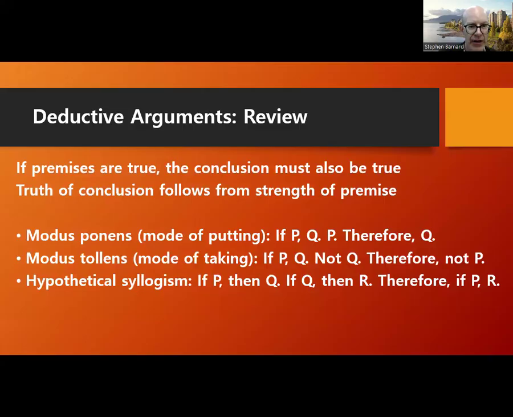Okay, so just a quick review of what we covered in our last class. A deductive argument is basically a way of putting together an argument whereby if the premises are true, then the conclusion must also be true. There's no way of accepting that the premise is true, but also rejecting the conclusion. If the premise is true, then the conclusion must also be true.